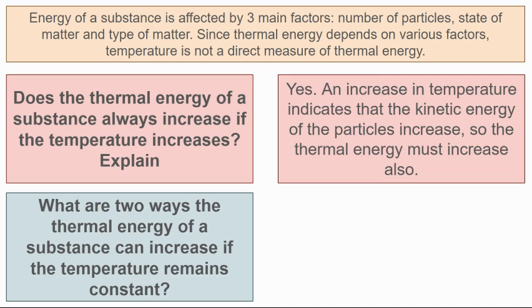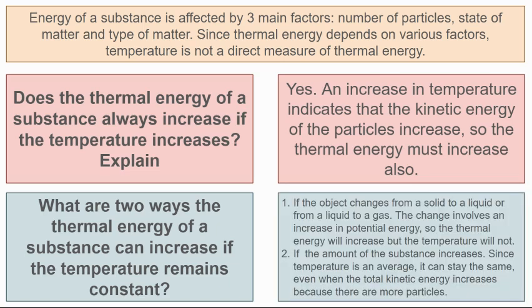What are two ways the thermal energy of a substance can increase if the temperature remains constant? If the object changes from a solid to a liquid or from a liquid to a gas, the change involves an increase in potential energy, so the thermal energy will increase, but the temperature will not. If the amount of substance increases, since temperature is an average, it can stay the same, even when the total kinetic energy increases, because there are more particles.